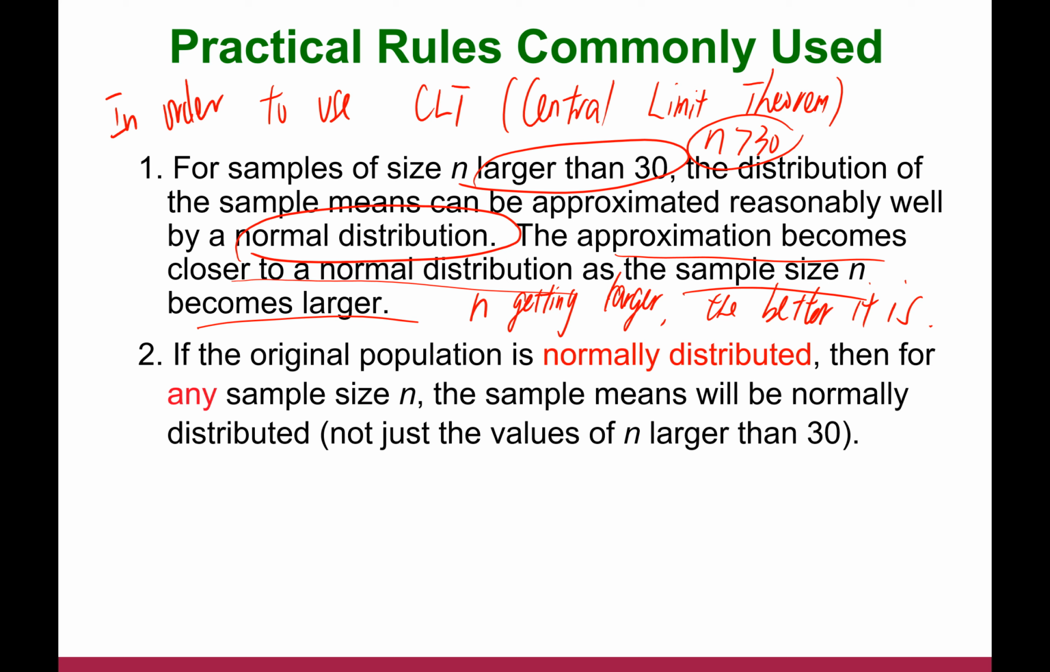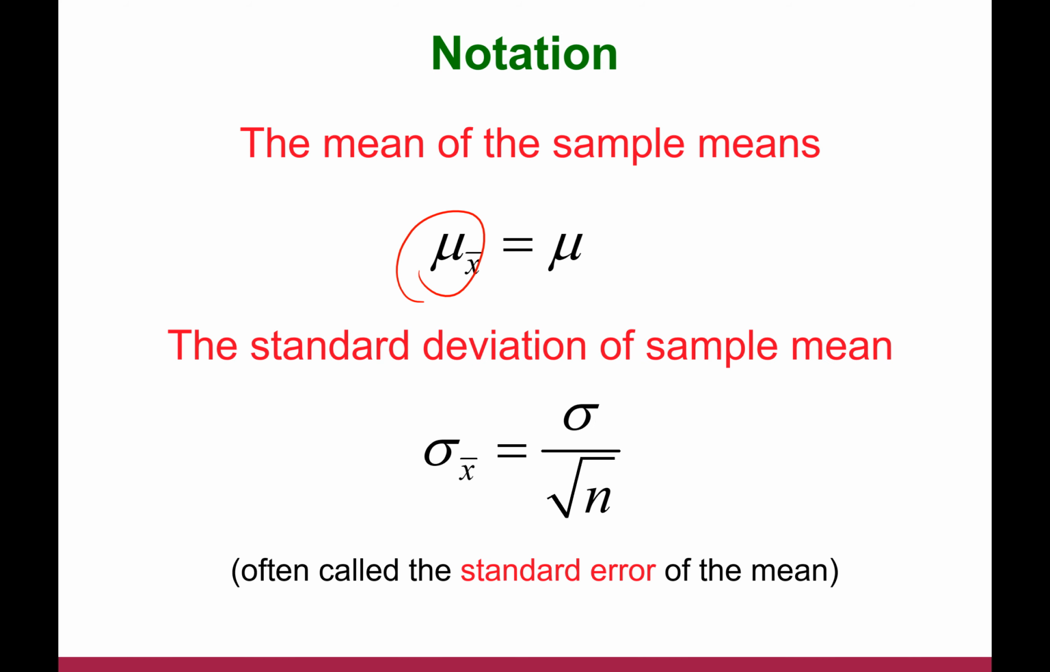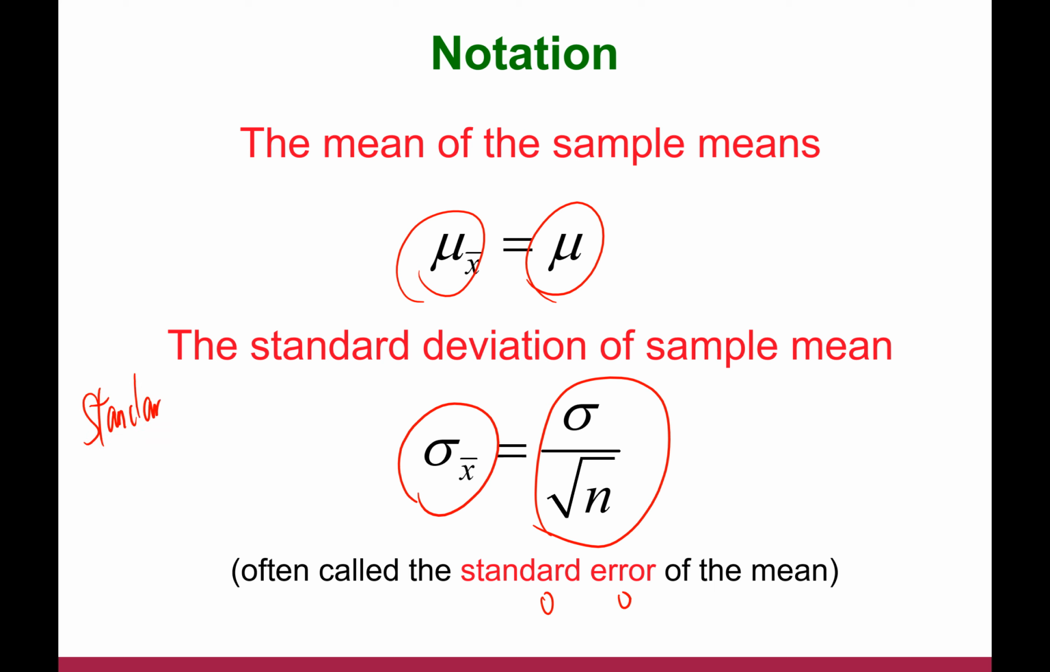Okay, if the original population is normally distributed, then the sample will inherit that particular trait from the population, and for any sample size n, the sample means will be normally distributed. So if either one of these is satisfied, then we can use the central limit theorem. The mean of the sample means becomes the population mean mu. The standard deviation of the sample means equals the population standard deviation divided by the square root of the sample size. We also call this the standard error. Standard deviation of the sample means is the same term as standard error.